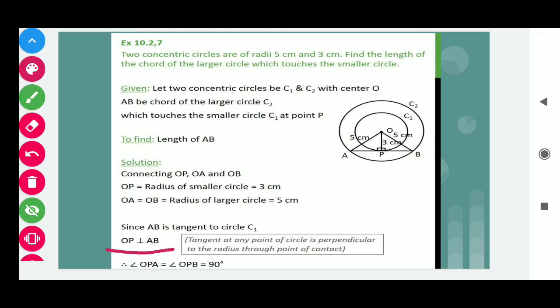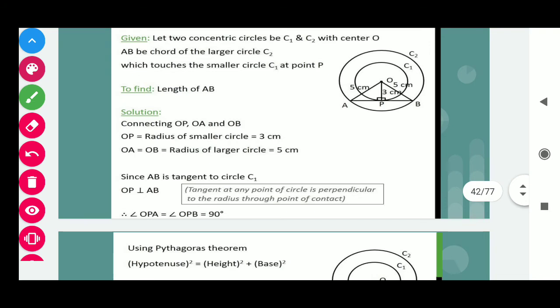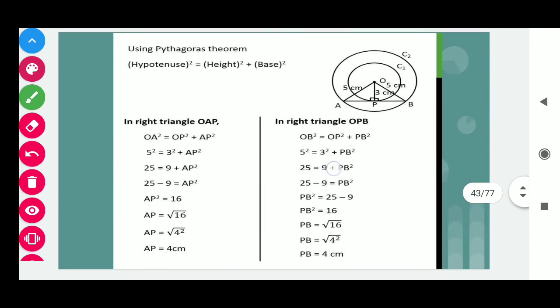Students, I have explained this just now in the important remark. There you have studied that if a tangent touches the circle at the point of contact, then at the point of contact the radius is perpendicular to the tangent. So, students, in this way, this is the remark. In this way we get angle OPA equals angle OPB, which equals 90 degrees.